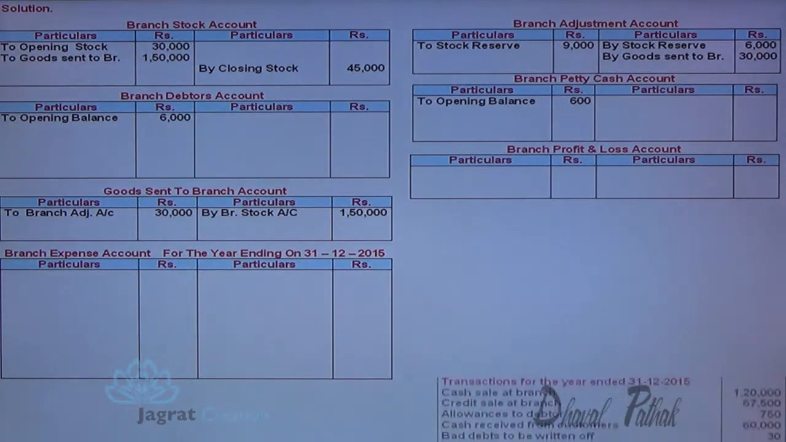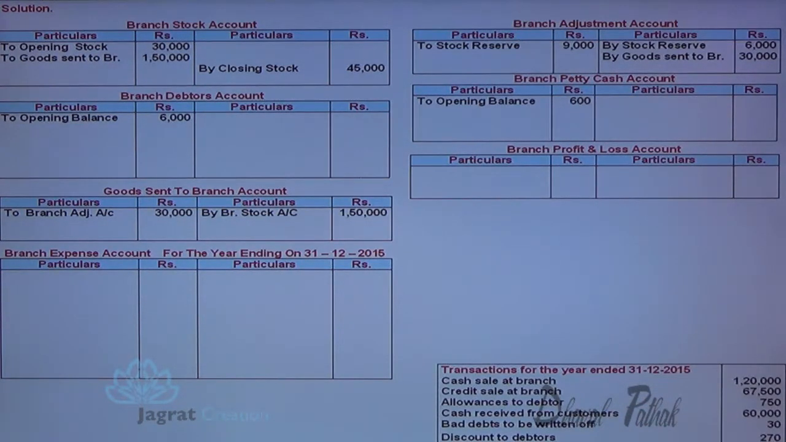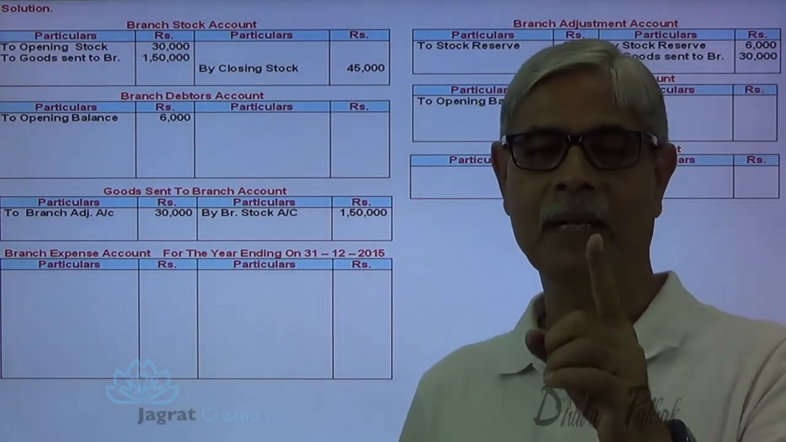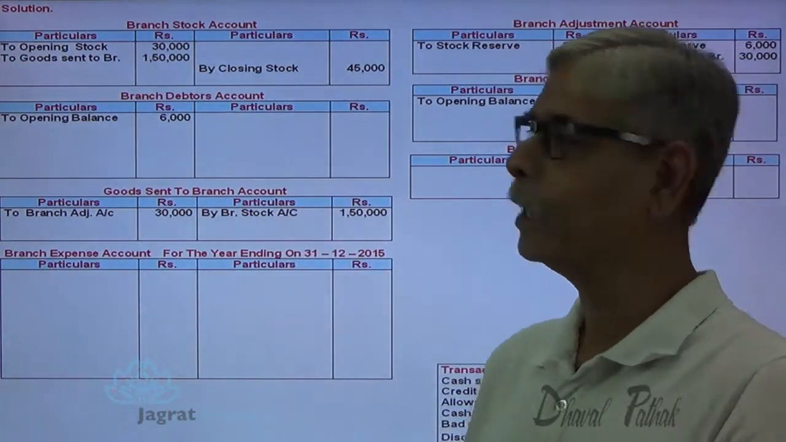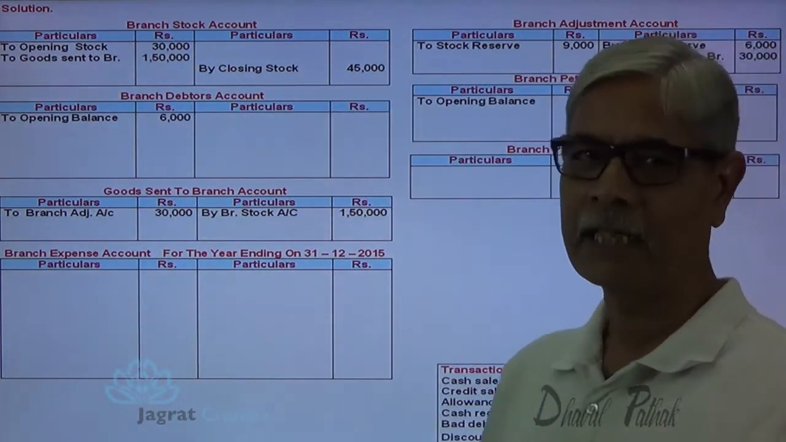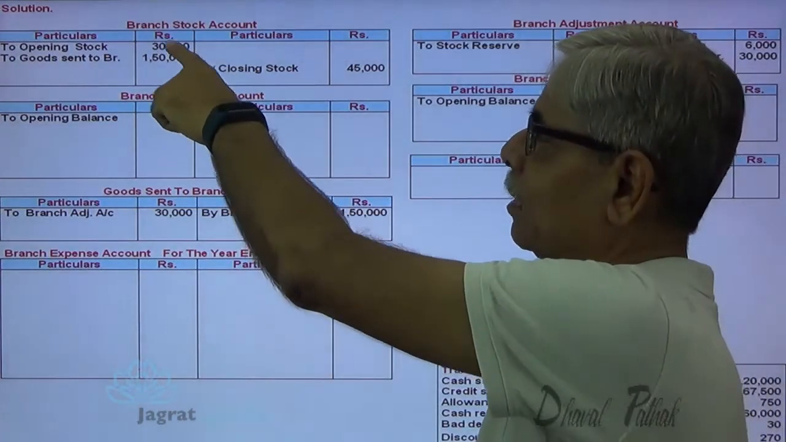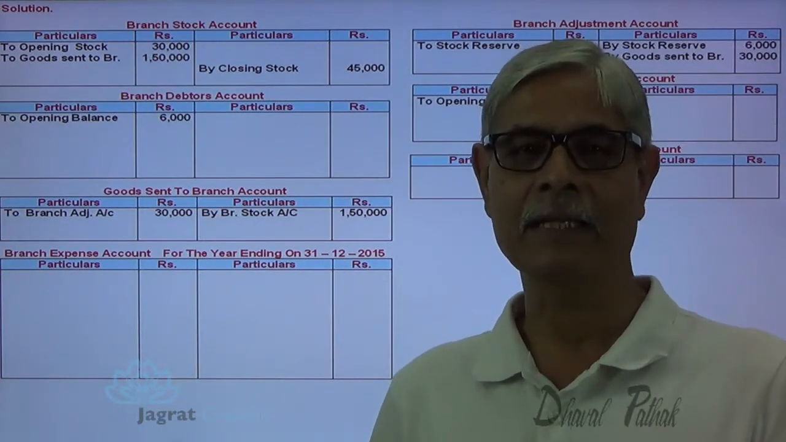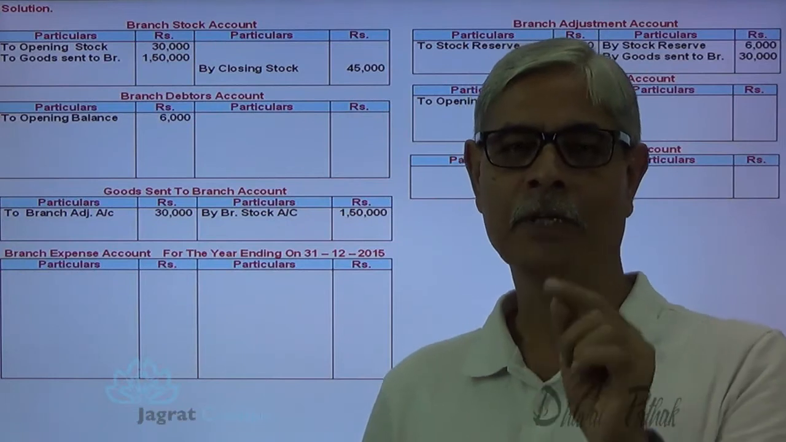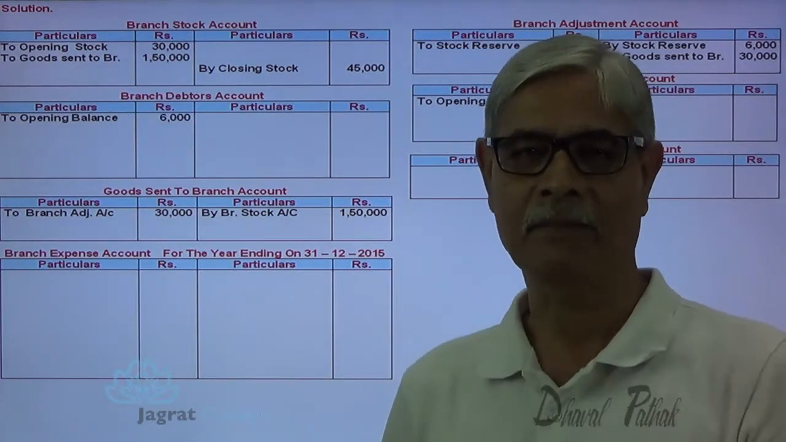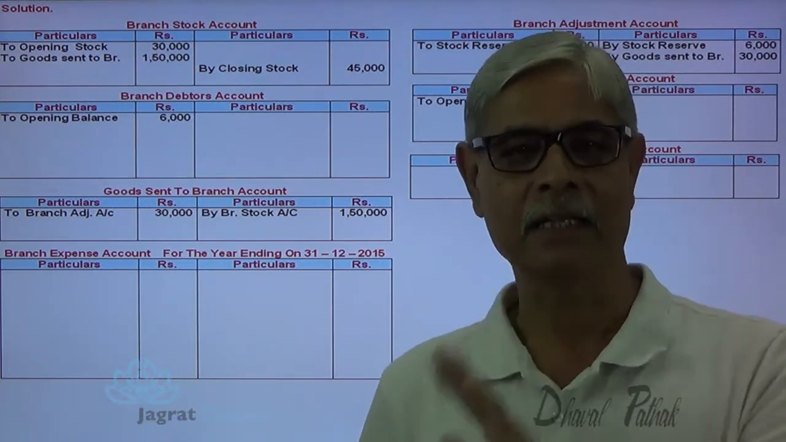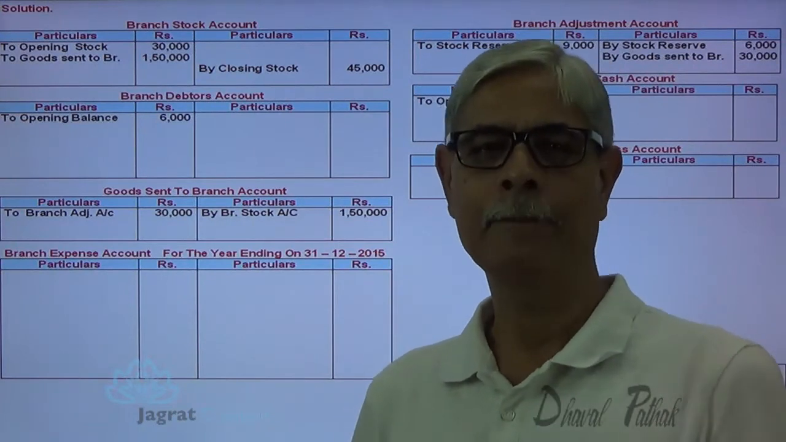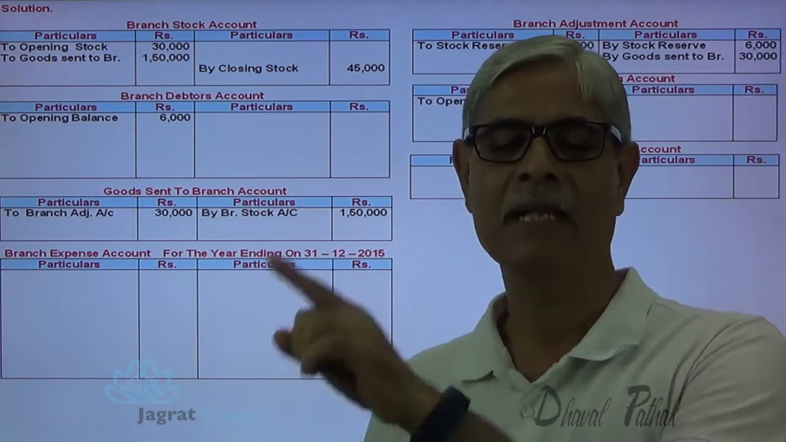Now, next, cash sales at branch. Now see. Branch stock account, opening balance at invoice price, goods sent at invoice price, closing stock at invoice price. So 180 minus 45, so that will be 1,35,000. So invoice price of goods sent is 1,35,000. If the goods are sold by branch at invoice price, at 1,35,000, my branch stock account should tally.